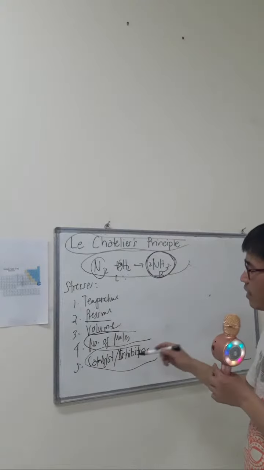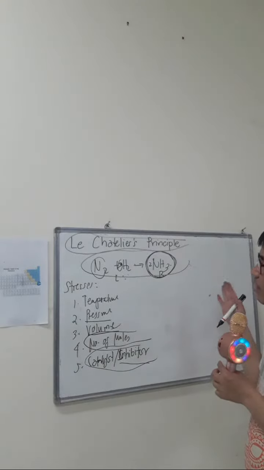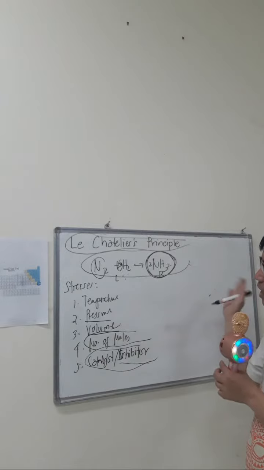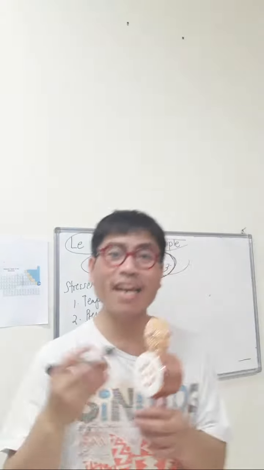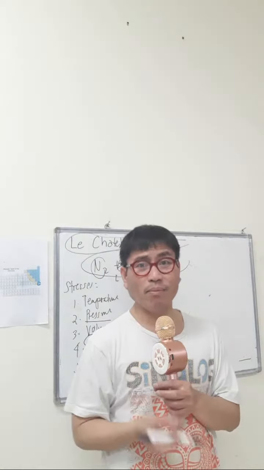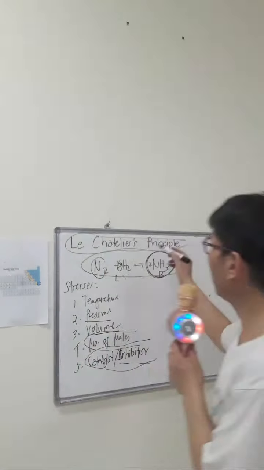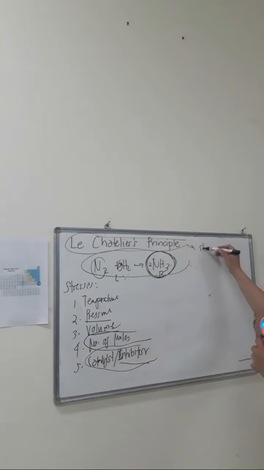If I add an inhibitor also, will the reaction shift to the right or to the left? It shifts to reduce the stress, meaning to establish equilibrium. Equilibrium means a state of equilibrium, meaning the rate of the backward reaction will be equal to the rate of the forward reaction, meaning your process is undergoing a steady state flow.